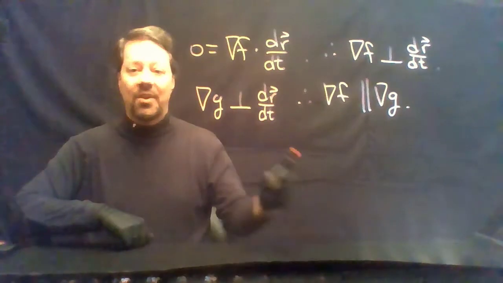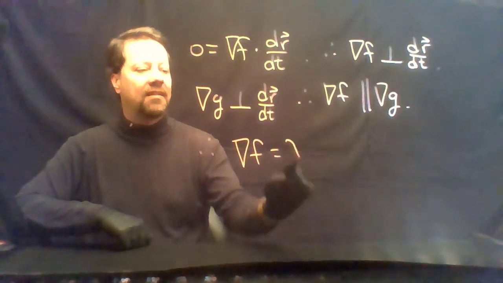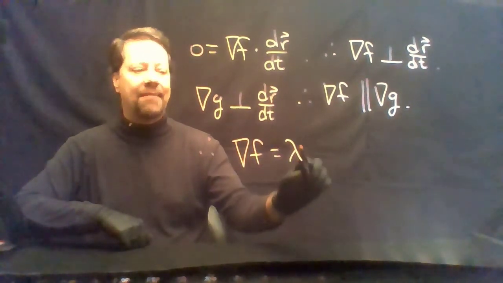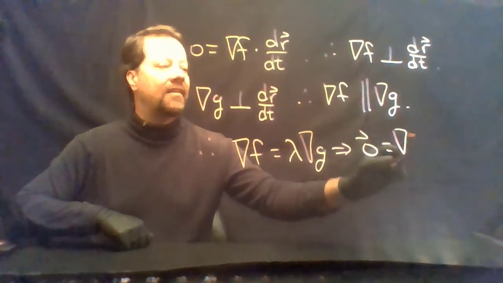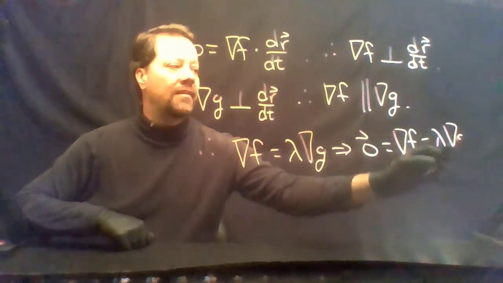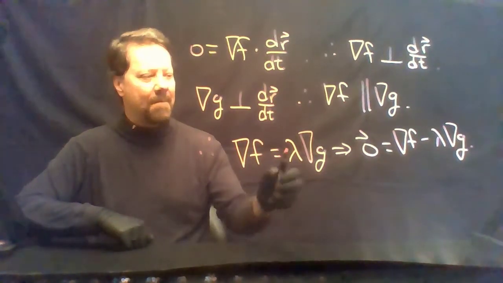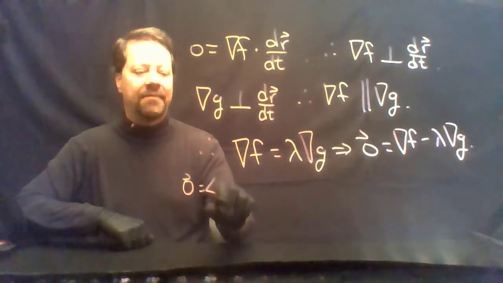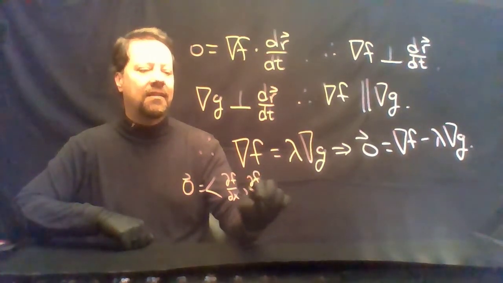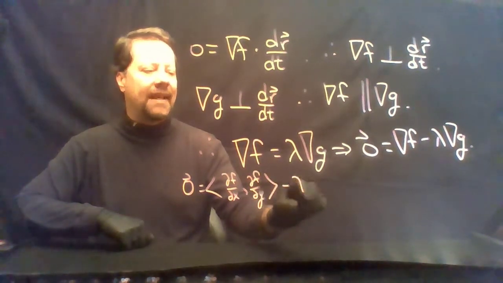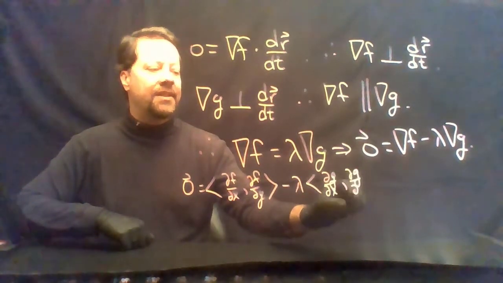What does that mean? Two vectors are parallel if there's a scalar lambda, so that grad f is lambda times grad g, which implies that the 0 vector is grad f minus lambda grad g. Now let's look at the components here. The 0 vector will be (df/dx, df/dy) minus lambda (dg/dx, dg/dy).